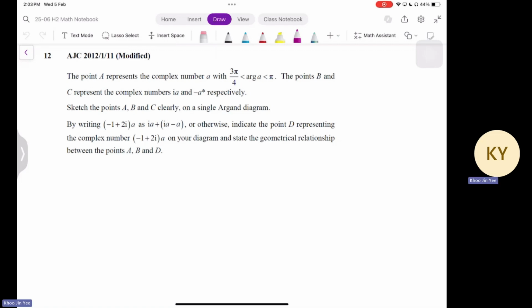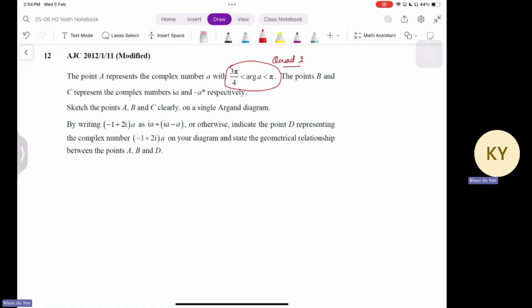No, as in this is not the first year, but the first year where they specify it in this part, they retain this part. They want you to do a bit more qualitative reasoning as compared to calculation. Okay, so let's take a look at what this is here. Point A represents a complex number with this argument. Where is this? Quadrant 2. So this tells us that A is in quadrant 2.